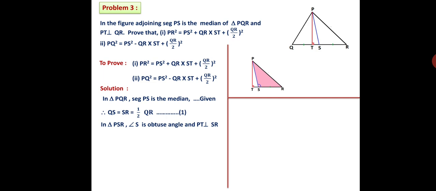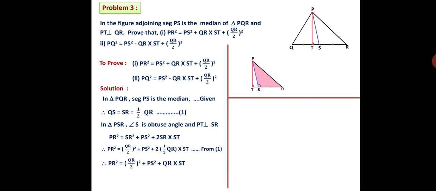From that, in this triangle, you can see that angle S is obtuse, and PT is perpendicular to SR. Therefore, you can write PR square is equal to SR square plus PS square plus 2SR into ST. Therefore, PR square, where SR is equal to half of QR, from equation 1 we will put that value. You are getting (QR by 2) whole square plus PS square plus 2 into half of QR into ST. Here, 2 into half QR, the half and 2 get cancelled, and what you are getting is (QR by 2) whole square plus PS square plus QR into ST.